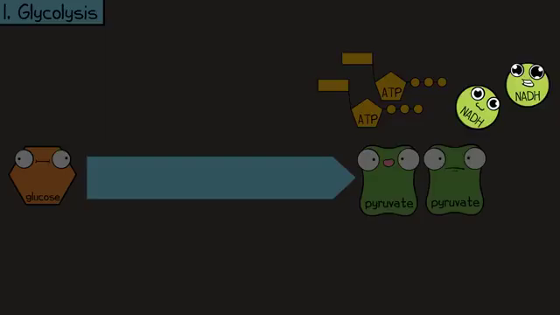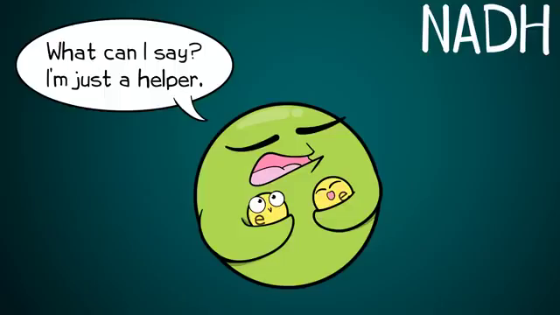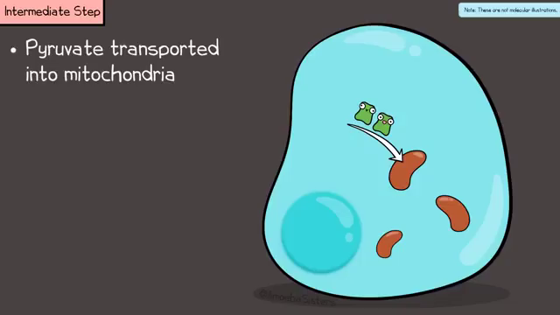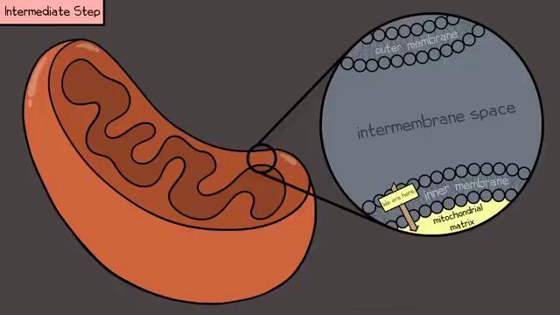What is NADH? NADH is a coenzyme, and it has the ability to transfer electrons, which will be very useful in making even more ATP later on. We'll get to that in a minute. Now, an intermediate step occurs. The 2 pyruvate are transported by active transport into the mitochondria, specifically the mitochondrial matrix.